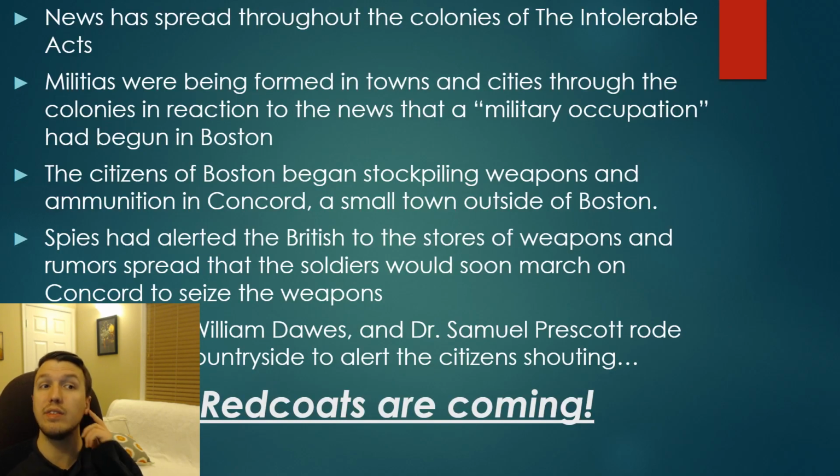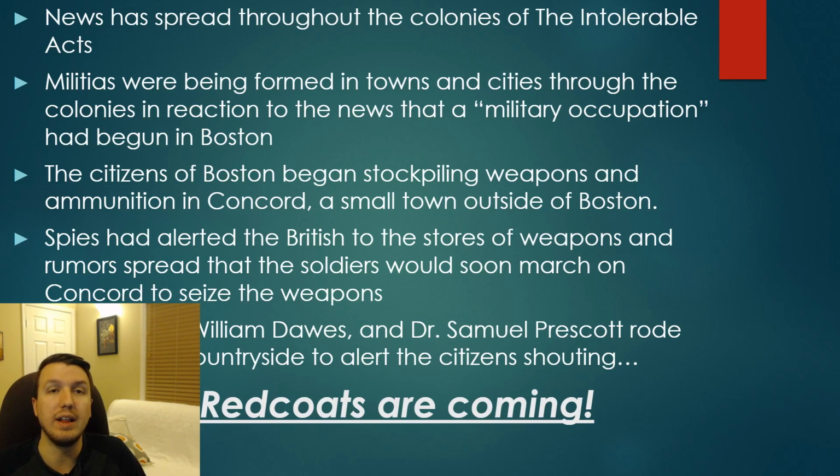Because of these different acts, news is spreading very rapidly throughout the colonies, and militias began forming. Militias are like local military forces. I'm talking about a village where all men between the ages of 16 to 50, if they could hold a gun, would be part of the militia. They're just there to protect and defend their homes. So they're beginning to form and train.